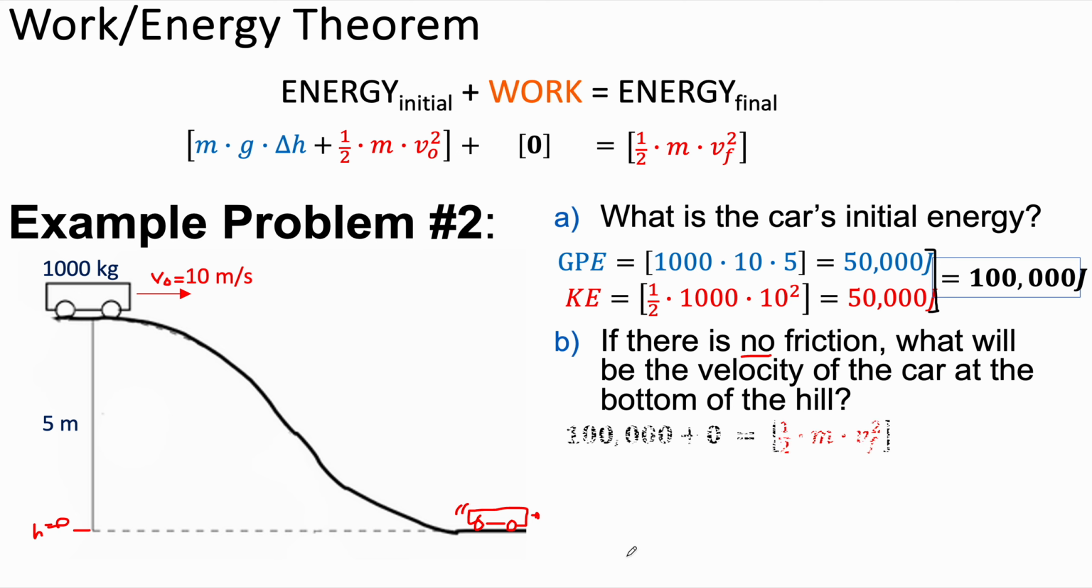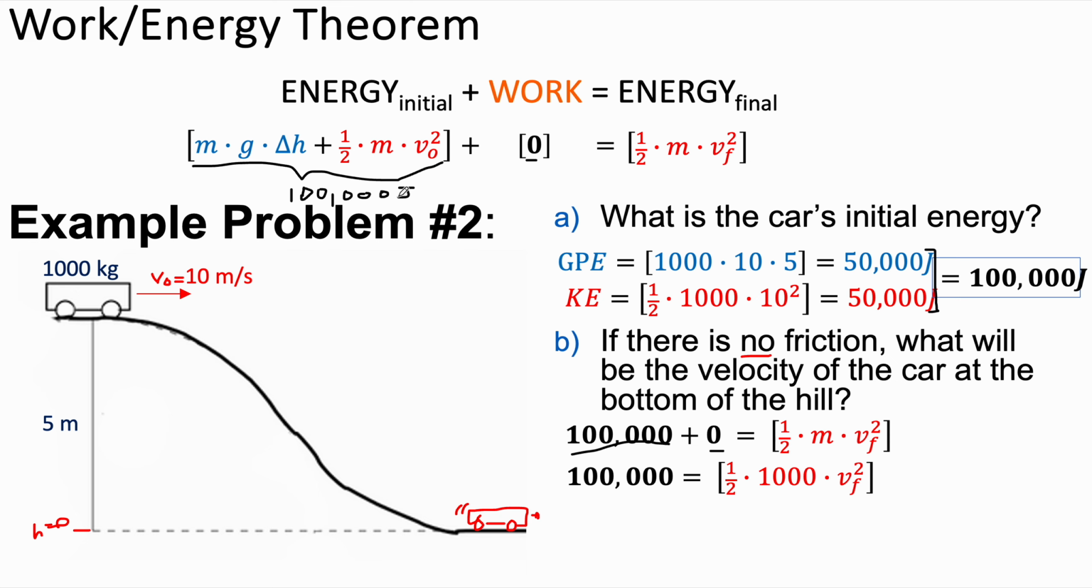And now solving this next part. We know the initial energy now is 100,000 from the previous question. There's no work done. So this quantity right here is our 100,000. I should write that out. And our final energy is just going to be kinetic energy, 1/2 mv squared, where the v here is our final velocity.